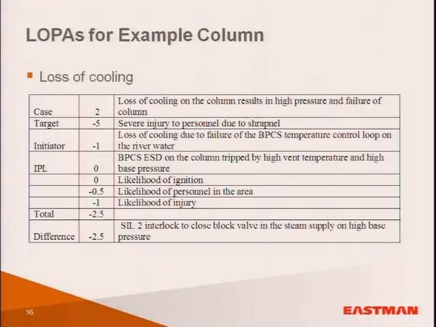But I cannot take any credit for that because it was implemented in the same control system as my initiating failure, my temperature control loop. So looking at the likelihood of personnel in the area, the occupancy, and the likelihood of injury from a shrapnel event, I came up with a difference of -2.5. So I determined that I needed a SIL-2 interlock to close the block valve in the steam supply on high base pressure. And that would address my loss of cooling scenario.